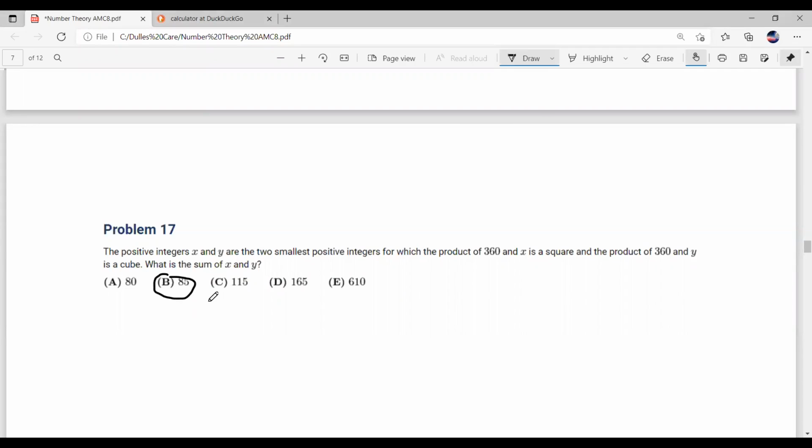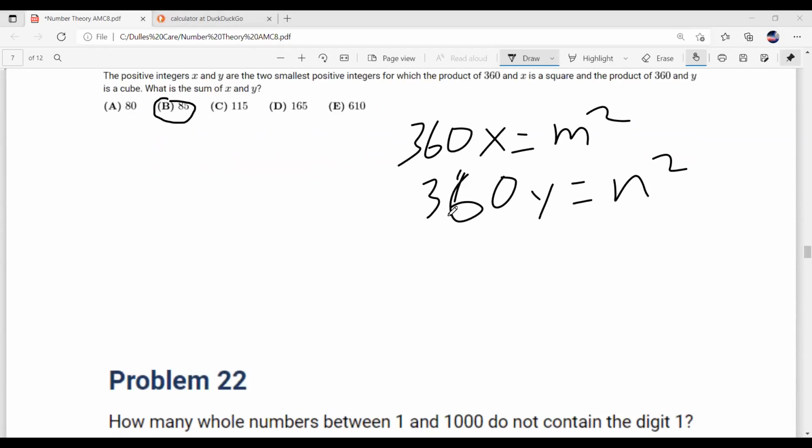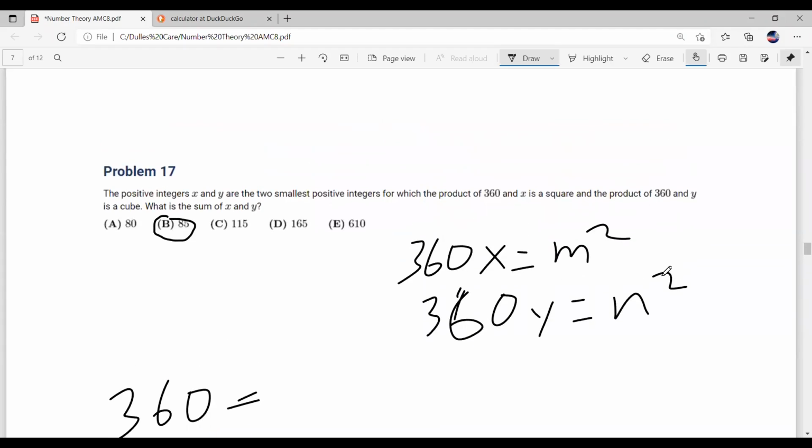So we have that 360x is equal to some number m squared, and we have 360y is some number n squared. So let's first prime factorize 360. As someone put in chat, isn't it n cubed? Wait, did I not write n cubed? Oh, okay, I'm so sorry. This should be n cubed.